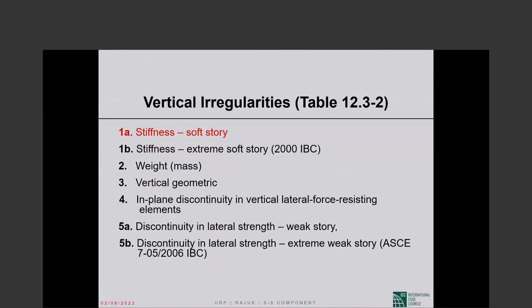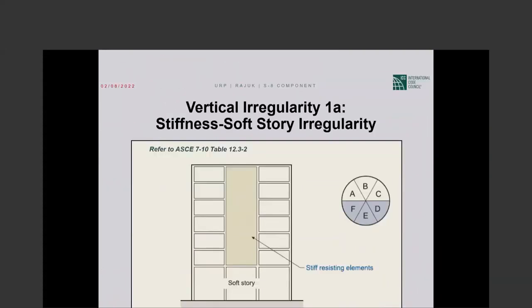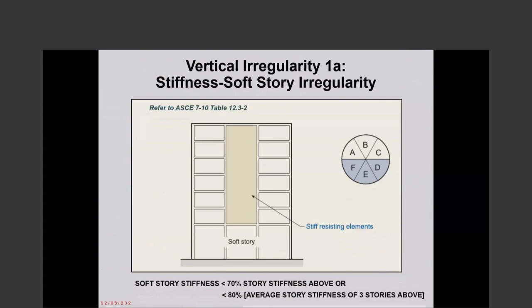Okay. So that is the end of the discussion on horizontal irregularities 1 through 5. We now come to the vertical irregularities, starting with soft story. Okay. So the definition of soft story irregularity is soft story stiffness smaller than 70% of the story stiffness above, or 80% of average story stiffness of 3 stories above.